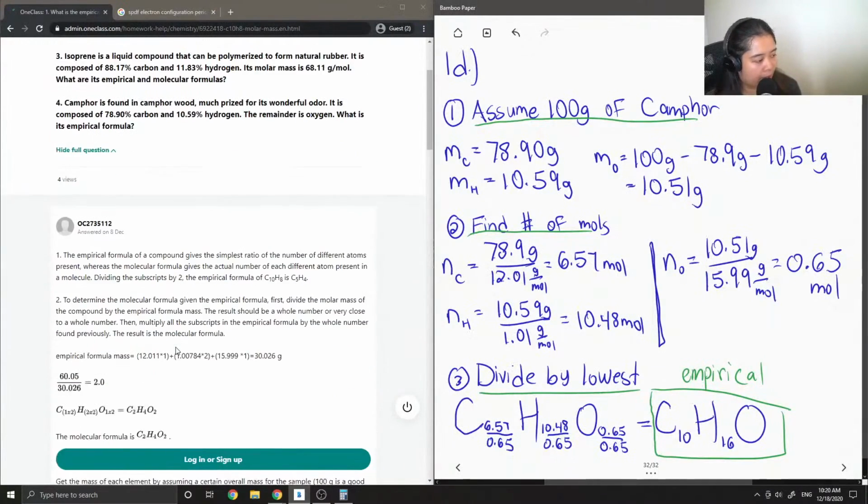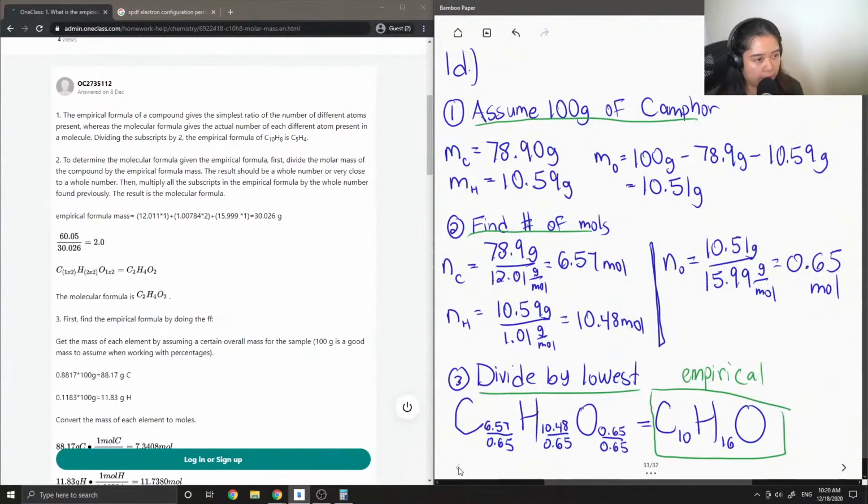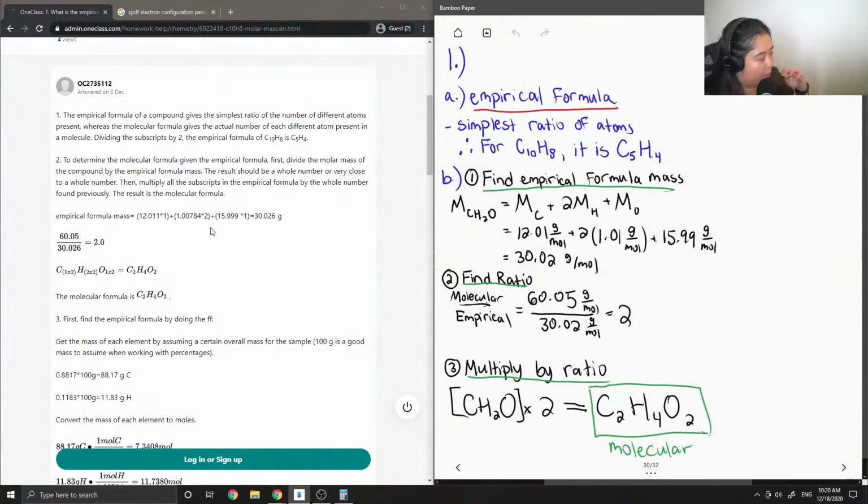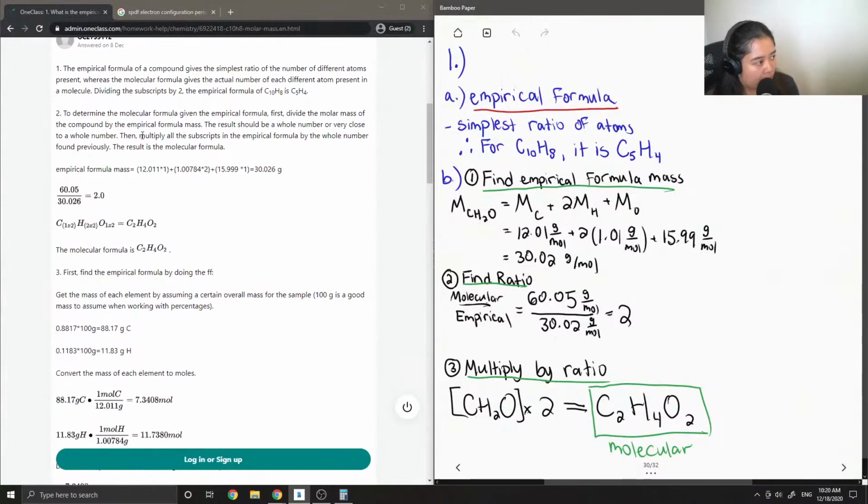And now we can compare our answer with the junior tutor. So starting all the way back to part 1A, the empirical formula of a compound gives the simplest ratio of the number of different atoms present, whereas the molecular formula gives the actual number of each different atom present in a molecule. Dividing the subscripts by 2, the empirical formula of C10H8 is C5H4. Okay, so part 1 is correct.